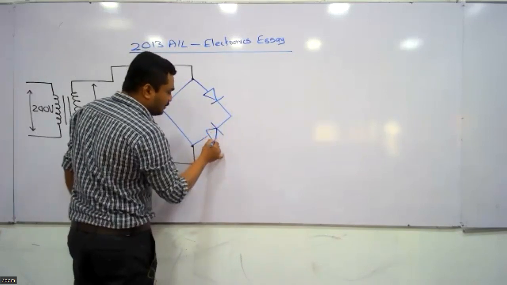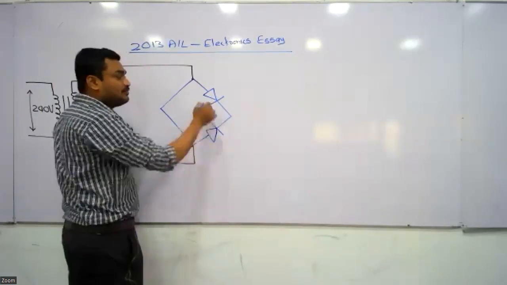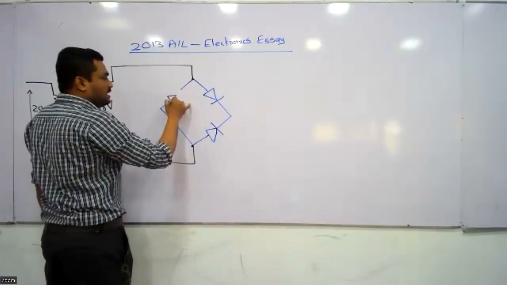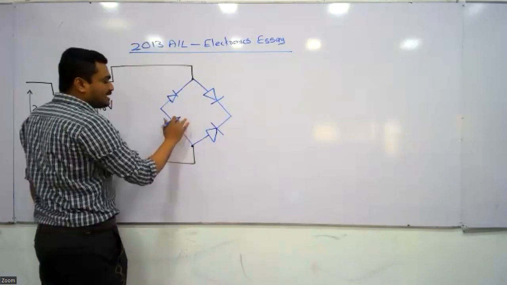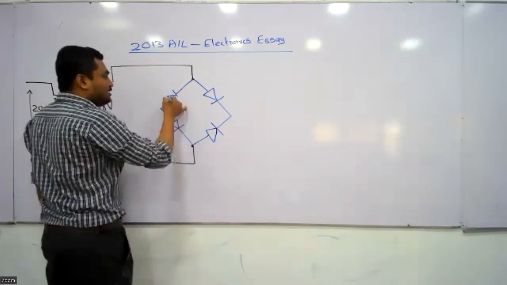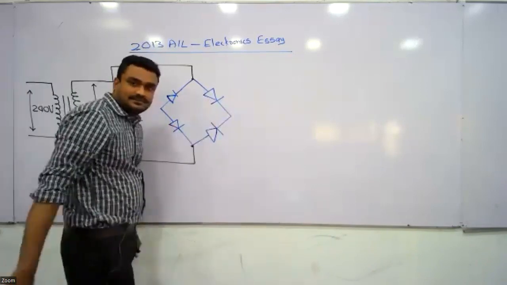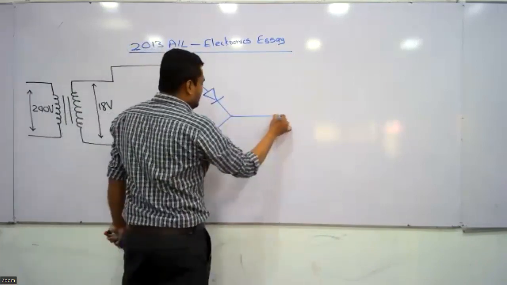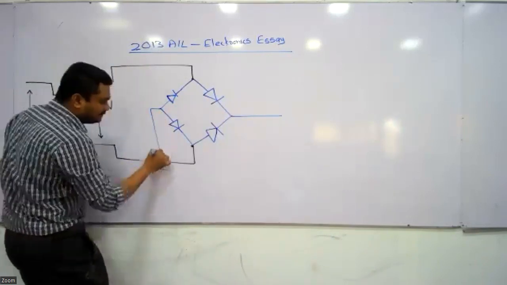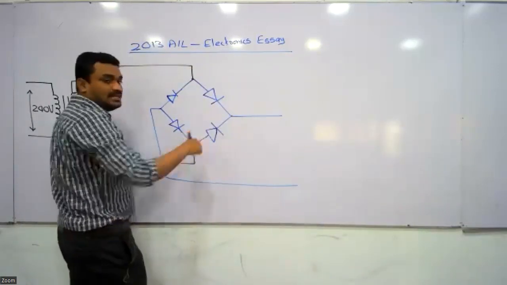There is no face and back of a diode, but the method we use to remember is face to face. The next 2 diodes are connected back to back. That's how we connect: back to back, face to face. Then the output is taken from the face to face point and the back to back point.